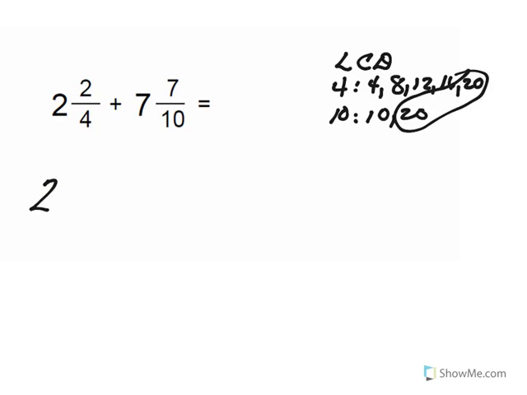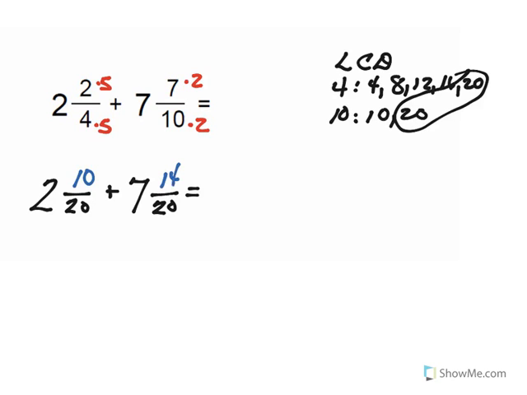So here I'm going to write my 2, and I'm going to put my 20 for my denominator. Put my 7, I'm going to put my 20 for my denominator. And in both of these, my denominators change. So to change a 4 to a 20, I need to multiply by 5. And if I multiply the denominator by 5, I must also multiply the numerator by 5, and that gives me 10. Here my 10 changed to a 20, so I multiplied my denominator by 2. And if I multiply my denominator by 2, I must also multiply my numerator by 2, and 7 times 2 is 14.